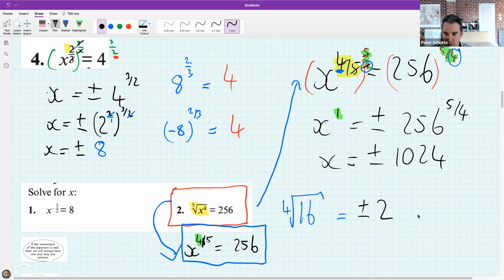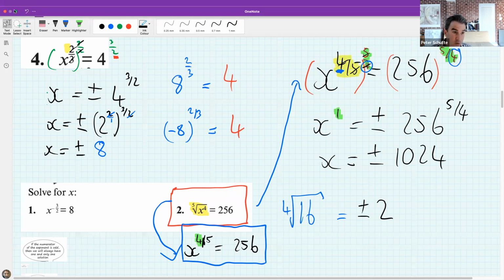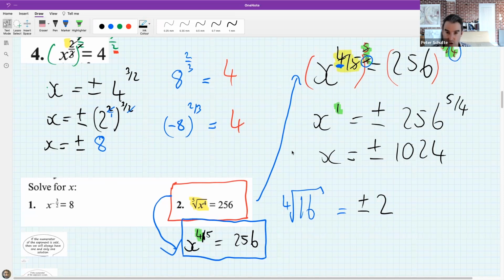Is it necessary to write the plus and minus? It's only necessary to write it in the occasion where there are two answers, so when this numerator is even. Look, the worst that will happen is you'll lose 1 mark. It's not the end of the world. I don't want you to be so scared of it that you don't write something down. But there are two answers when the numerator is even.